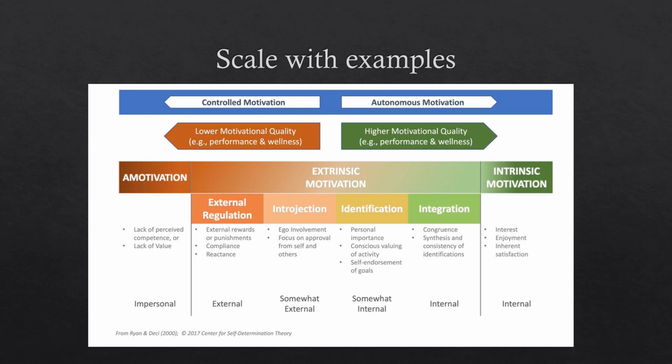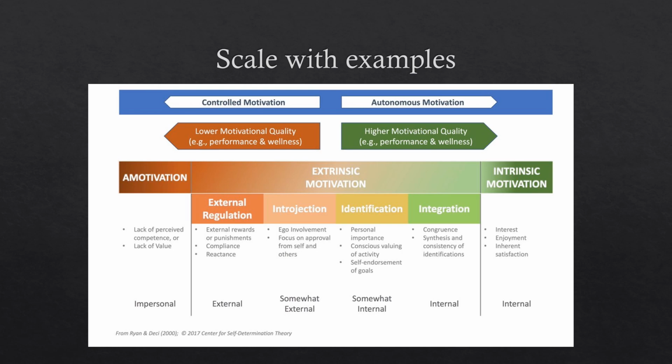The next one is introjection, okay? So your ego starts to become involved, right? How you see yourself, and you're focusing on approval from self and others. So you are becoming intrinsically motivated just a tiny bit. You're focusing on yourself and what others will think of you if you don't do the behavior. Okay, so when we think about weight change or weight loss, you might be focusing on, I need to lose weight because I want to be skinny like the people on TV, or I want to be skinny like my friends.